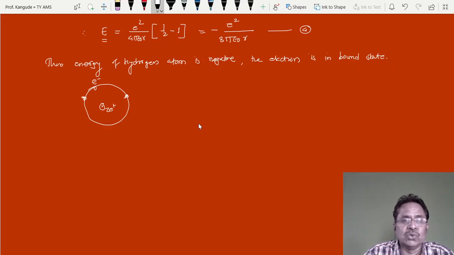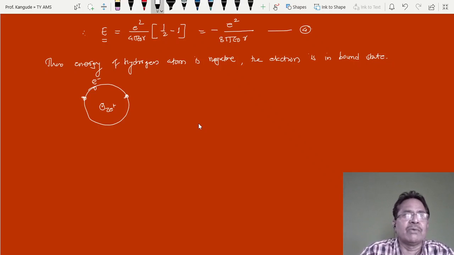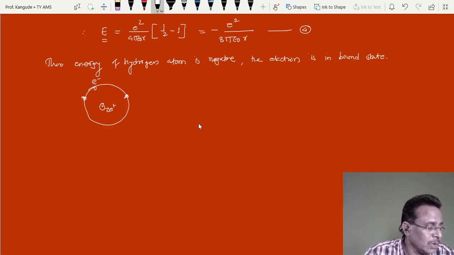So according to electromagnetic theory, if the electron is revolving around the nucleus, then it must radiate, and if it radiates, its orbit must become smaller, and finally that electron should fall inside the nucleus, and that's again a question of the stability of the atom. So stability is again a problem because of this electromagnetic theory.